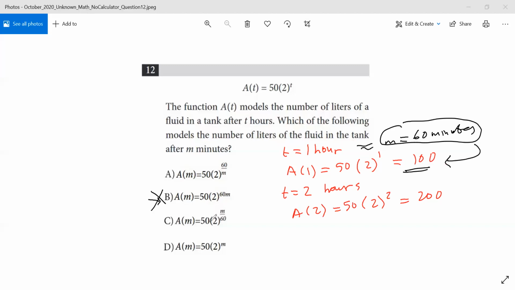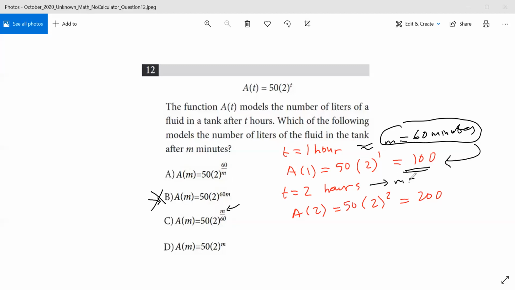So this is definitely not the answer. If you look at C, and I plug the 60 in for M right here, then it's going to be 60 over 60, which is 50 times 2, 100. So that gives us the right number. And now let's try this one.